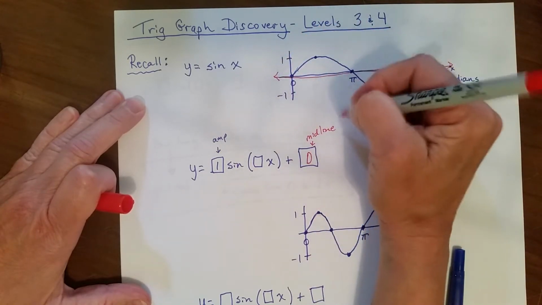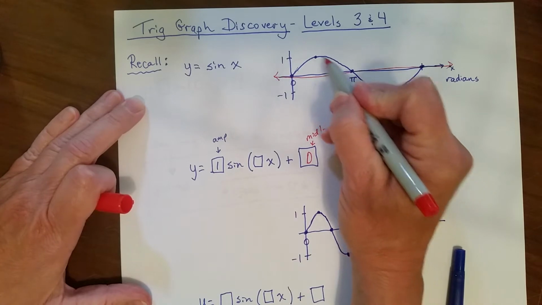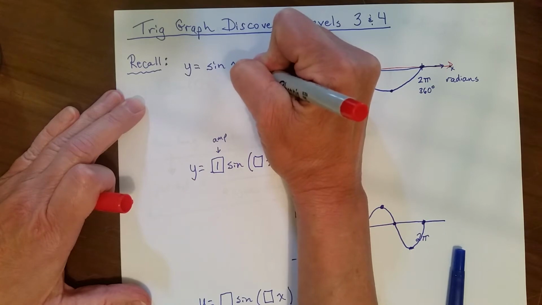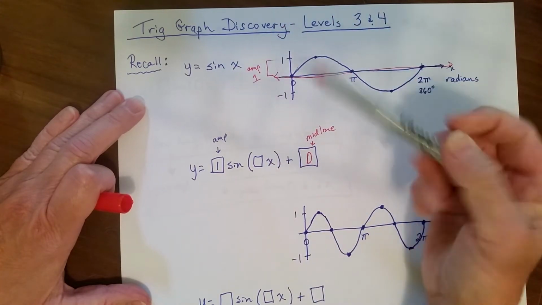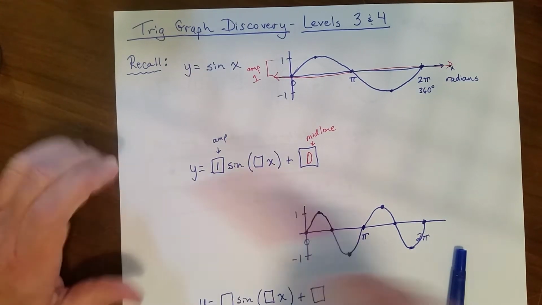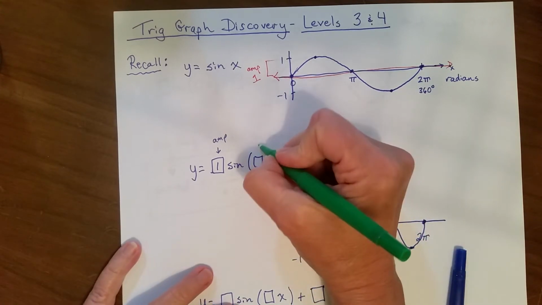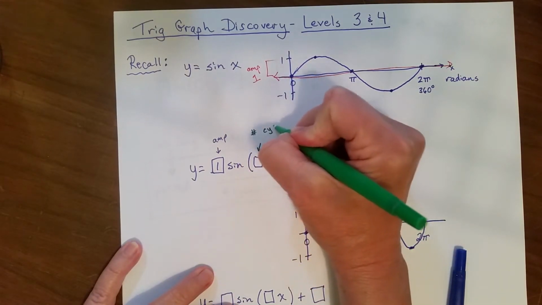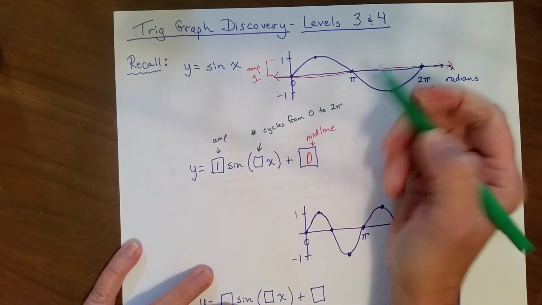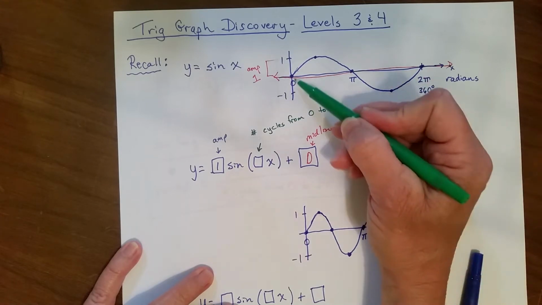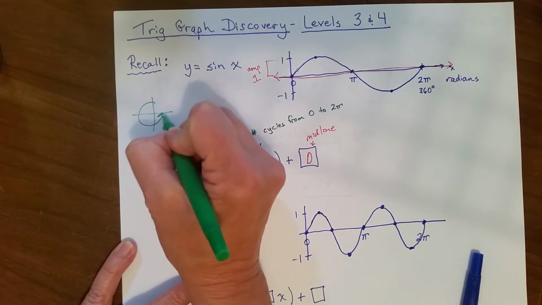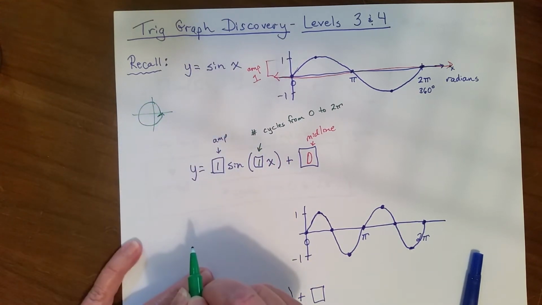Your amp, remember, is half the distance. In other words, it's really the distance from the midline to the max or the midline to the min. So our amp right here is 1. Remember, it's half the distance of the range. So we have an amp of 1, a midline of 0, and then this one right here, remember, is the number of cycles from 0 to 2 pi. And for your basic sine curve, it's 1 cycle from 0 to 2 pi, because it takes 360 degrees to go through all of the values.